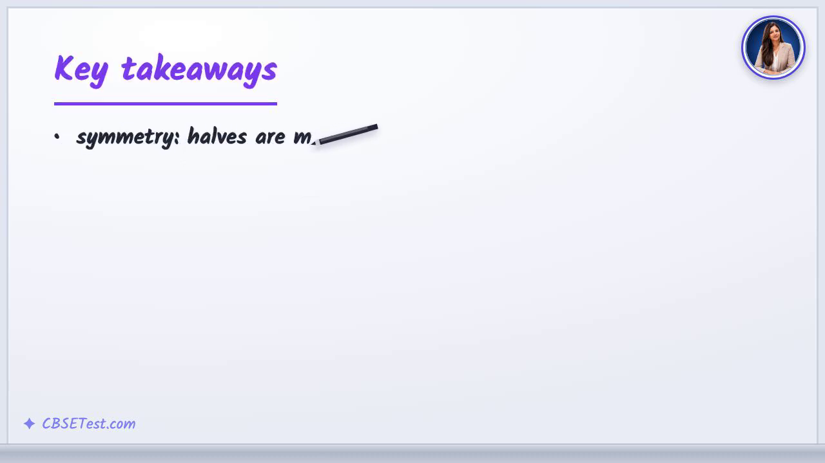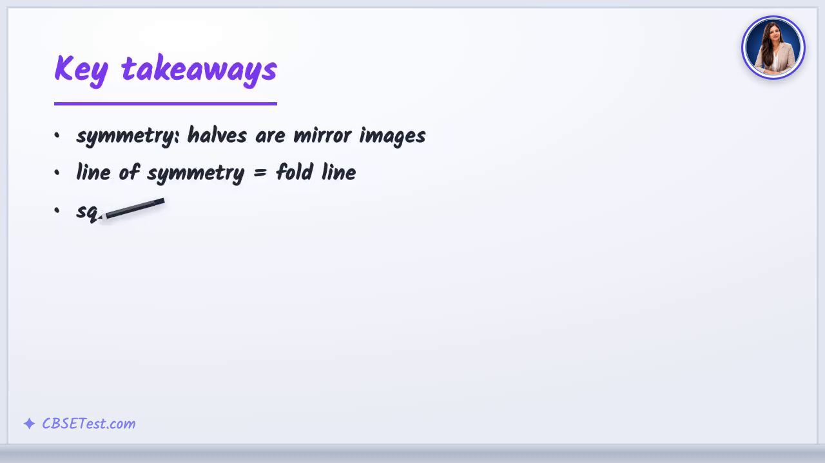To recap, symmetry means the halves mirror each other across a fold line. Squares have 4 lines, rectangles 2, circles countless.